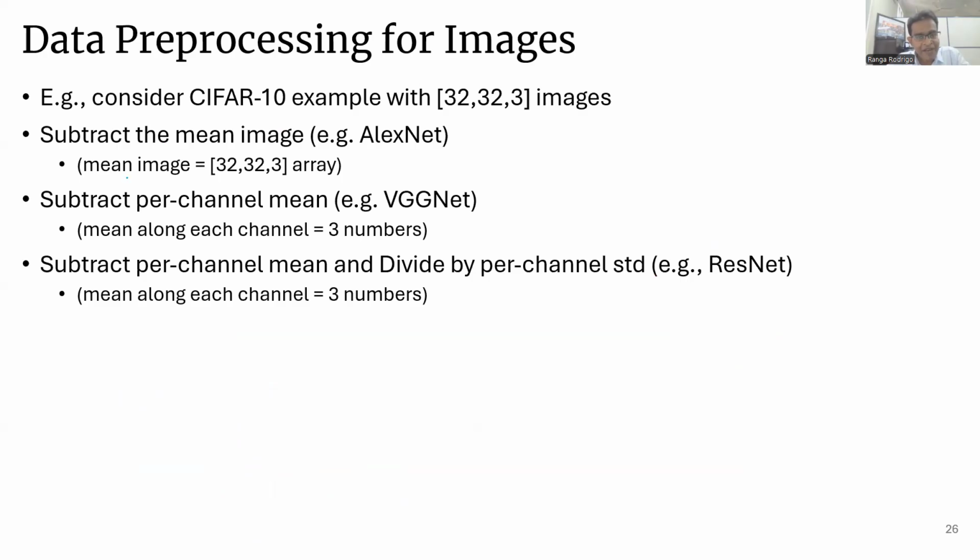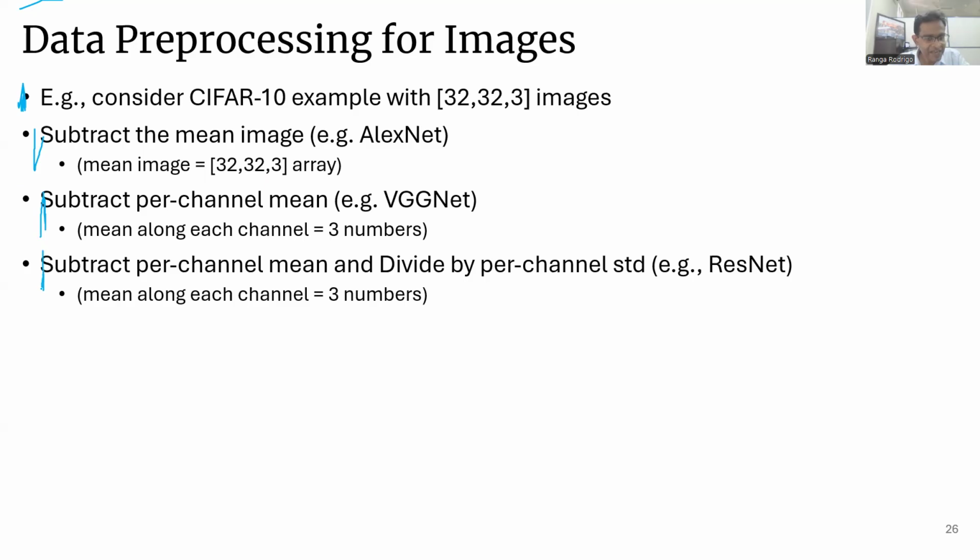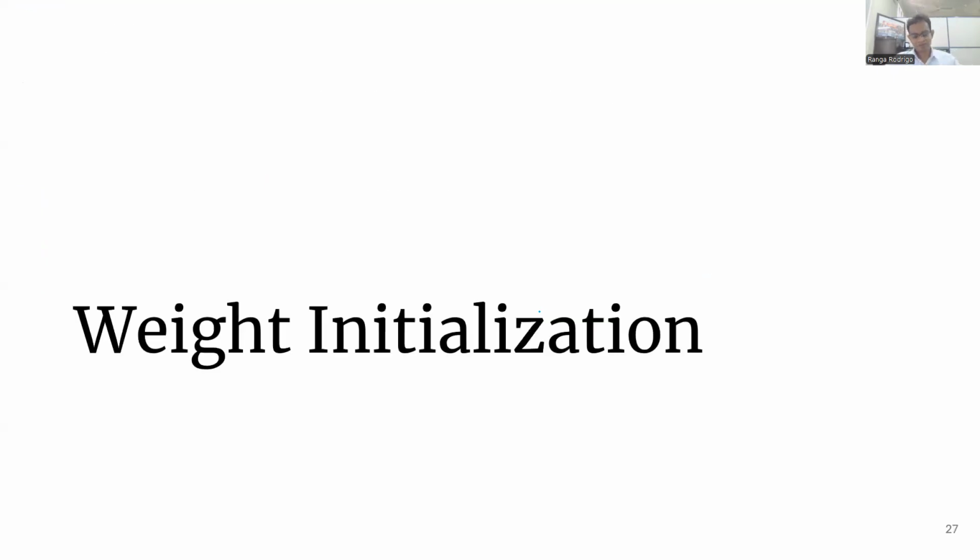Other people have also used data preprocessing for CIFAR 10, for example. They have taken these 32 by 32 by 3 color images in CIFAR 10. In AlexNet, they subtract the mean image. They consider the mean image and subtract that away. In VGGNet, they subtract the per-channel mean, and in ResNet they also divide by the per-channel standard deviation. So these are things people have done to pre-process data.